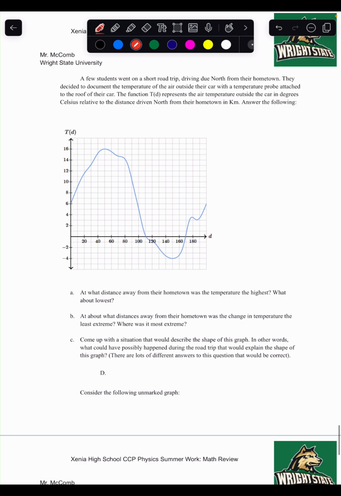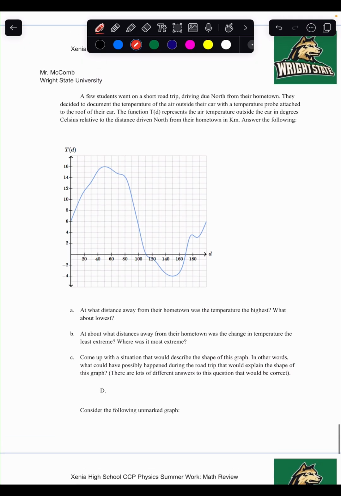Okay, next question. A few students went on a short road trip, driving due north from their hometown. They put a temperature probe on top of their car, and they drive north. This function represents the temperature outside of the car in degrees Celsius relative to the distance driven north from their hometown in kilometers. Answer the following. At what distance away from their hometown was the temperature the highest? What about lowest? That's easy.